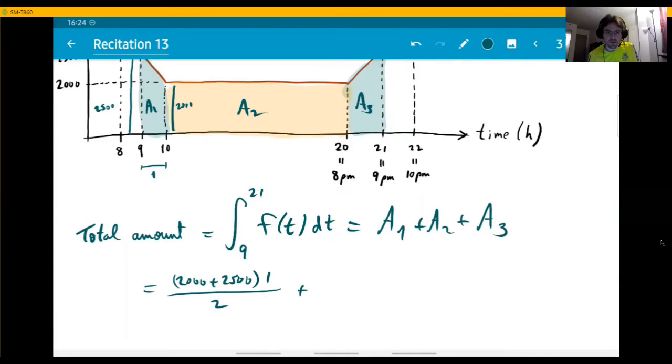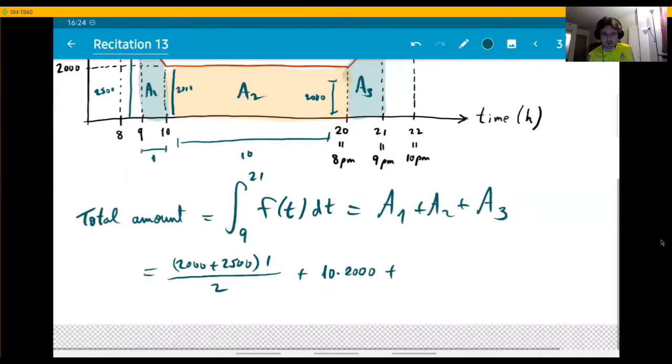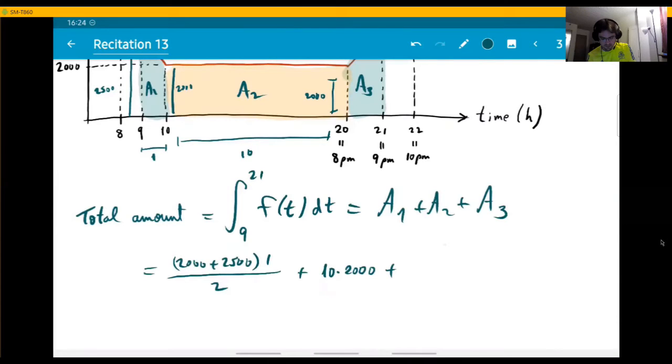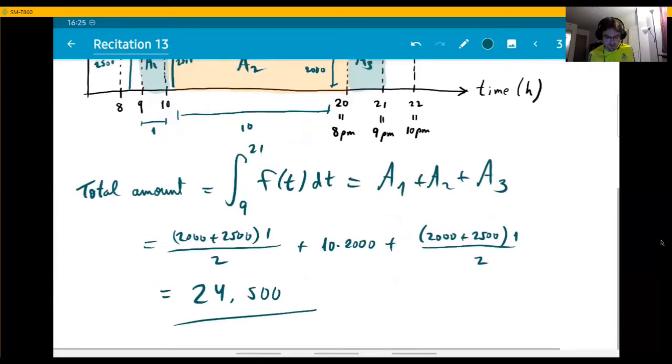Second area is much simpler. It's just a rectangle. The base is 10 and the height is 2,000. So 10 times 2,000. And the third trapezoid, if you just look at it, has exactly the same measures as the first one, so it's going to have the same area, same calculation. So just figure out what this number is. It's going to be 24,500. That's the amount of cars that went through the highway in this period.